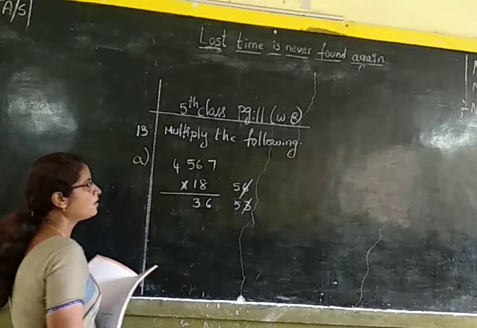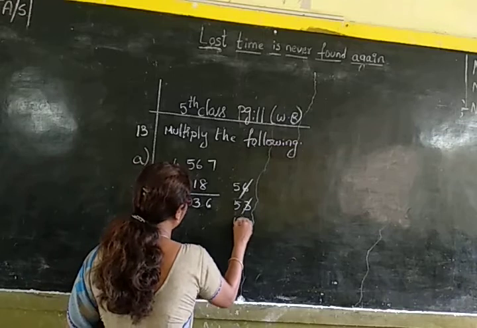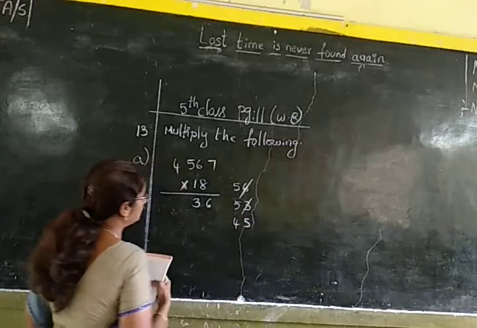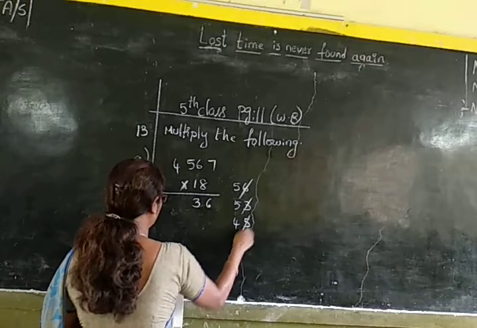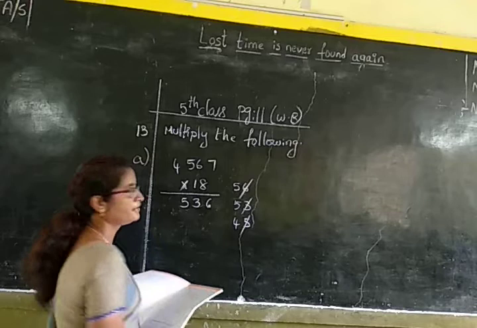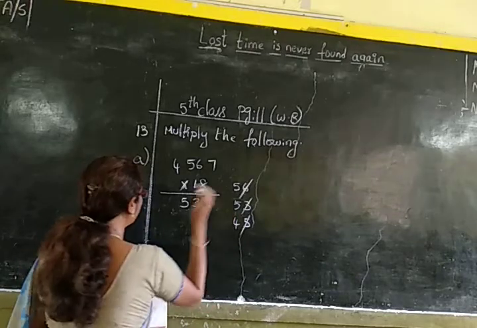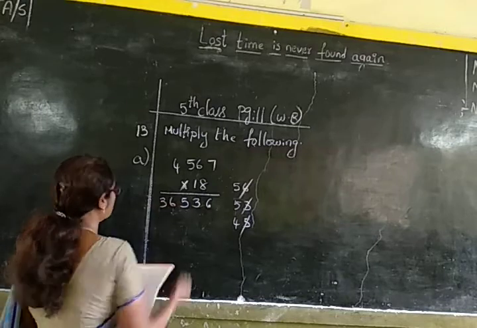Now 8 fives are how much? 8 fives are 40. 40 plus 5 is 45. Okay, we have to put 5 here. 8 fours are how much? 8 fours are 32. 32 plus 4 is how much? 36. Now what have I done?